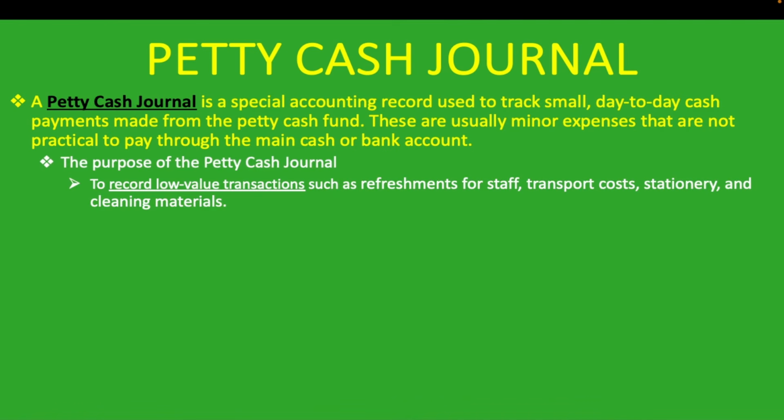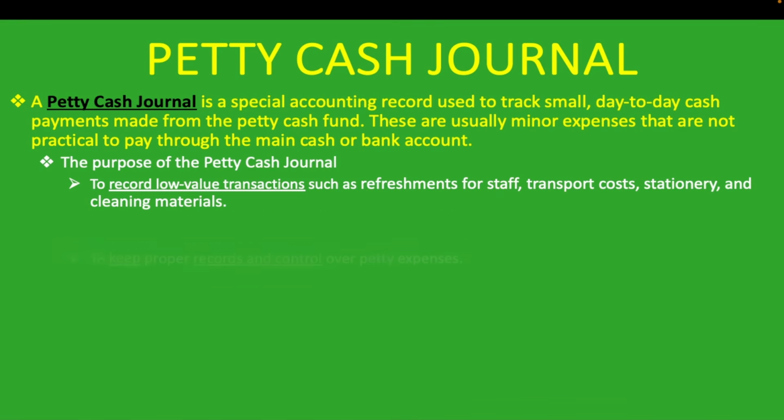And so with cloud accounting today, your bank account can be connected to your accounting package, where whenever you use the bank card, it automatically allocates it to whatever the expense is, if you set it that way, or whatever the revenue is. But in this case, since you're dealing with actual hard cash, there's no way for a system to track it unless you're manually recording and you're keeping the receipts for them. And so that's the purpose, to record low value transactions such as refreshments for staff, transport costs, stationery, and cleaning materials. So you'll see that these are small items that do not necessarily need you to pay via EFT or to use the business card.